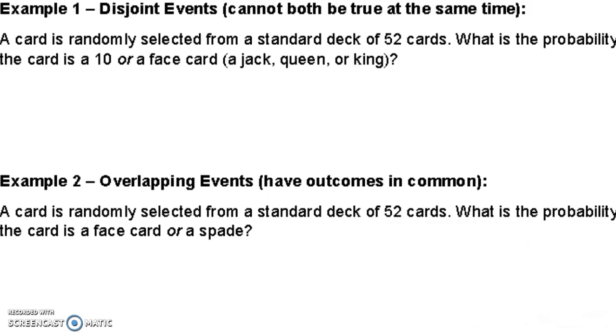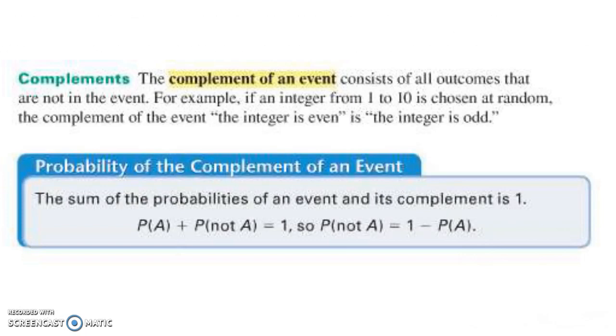But we also recognize that there's 3 cards that are face cards and spades, the jack, queen, and king of spades. So we subtract off 3 out of 52. So 12 plus 13 minus 3 gives 22 out of 52. So that would be the probability that the card is a face card or a spade.